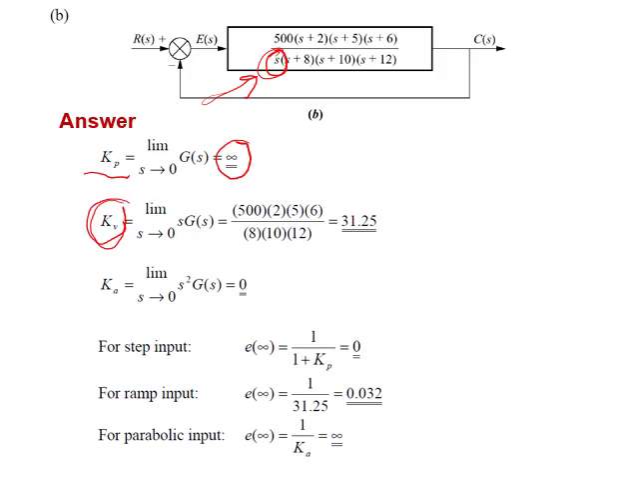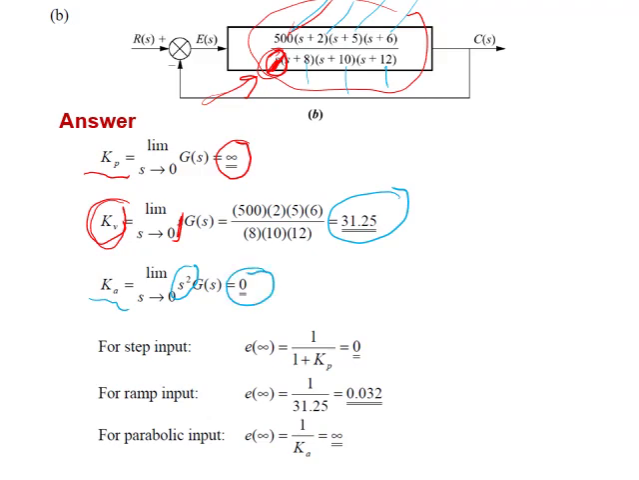When we find the limit of this function, this s will cancel this s. The remaining will be 500 multiplied by 2 multiplied by 5 multiplied by 6 divided by 12 into 10 into 8, which gives this value. How about Ka? Here we have s squared, which is going to result in Ka equal to 0.